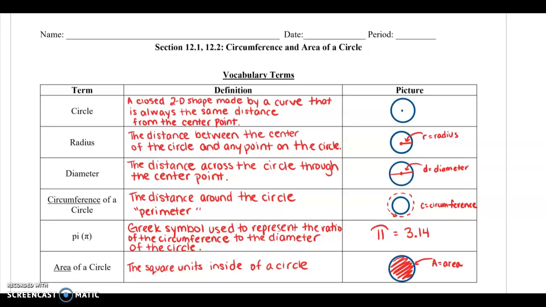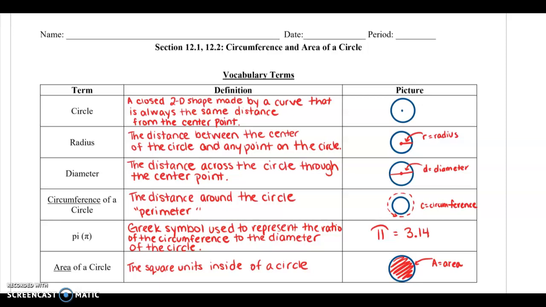We are going to be talking about circumference and area of a circle. As you can see, we do have some definition terms. You can take a second to type and write those in, and you can go through and pause the video. So I'll give you a couple moments to do that. All right, I hope that you're back.